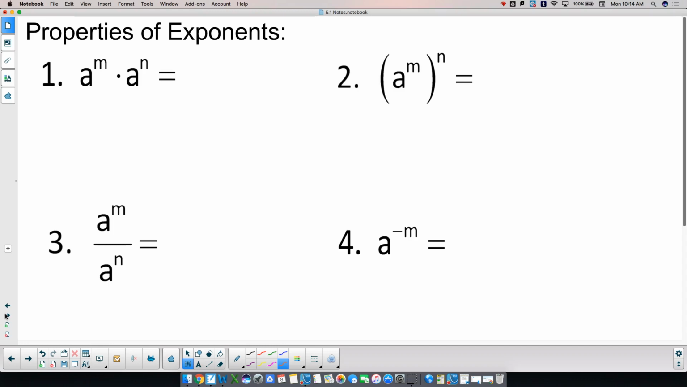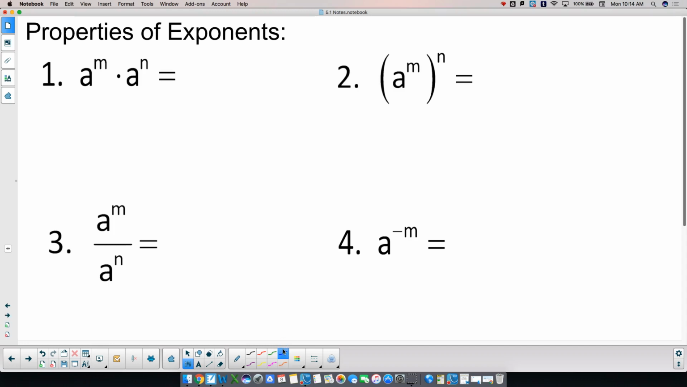Now, I am not going to require you to memorize what the property's name is. First one is the product property. Second one is the power to a power, or power of a power, property. Third one is the quotient property. Next one is the negative exponent property, etc. I'm not worried about all that. I'm more concerned about you knowing how to use the properties and what to do with them.